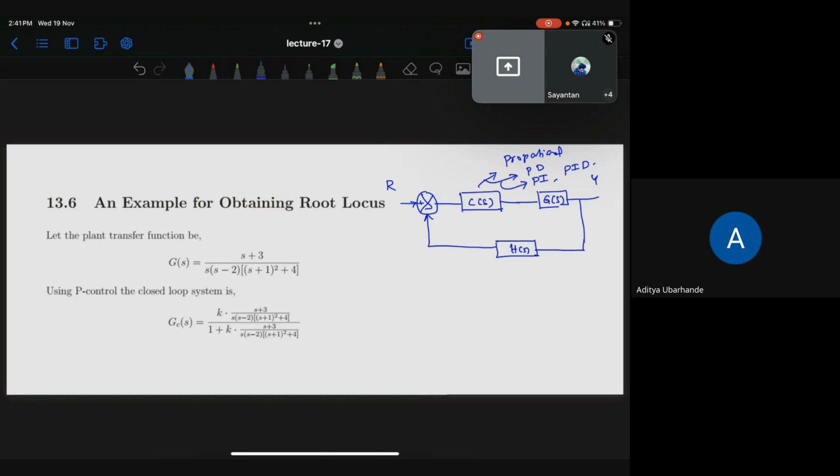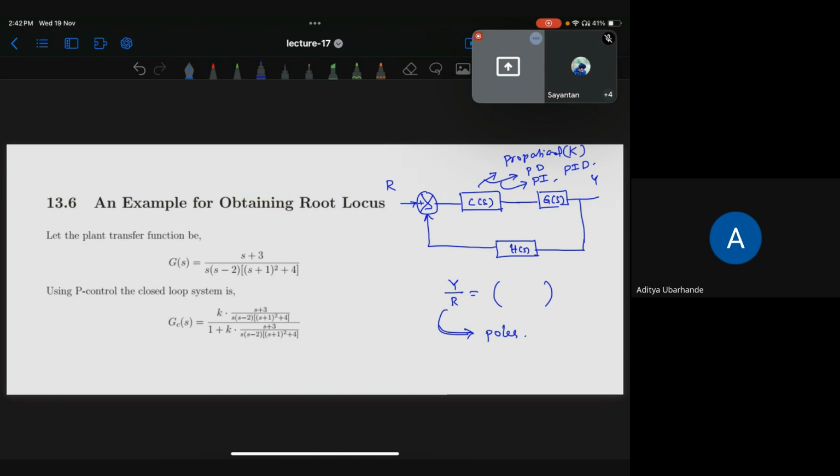After adding this controller transfer function, if you find the overall transfer function of the closed loop system, it will have the parameters of this controller. If it is proportional, we have only k. If it is proportional derivative, we could have k and kd, etc. For PID, we'll have all three parameters. So varying this k from 0 to infinity, how the pole locations of this closed loop transfer function will vary, that's what the root locus basically does.